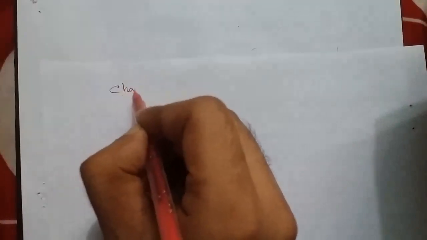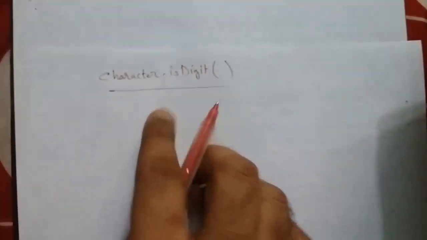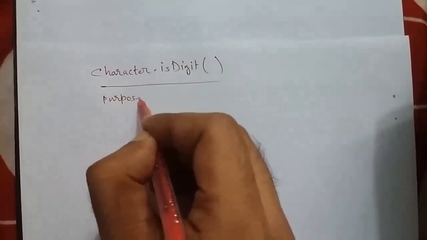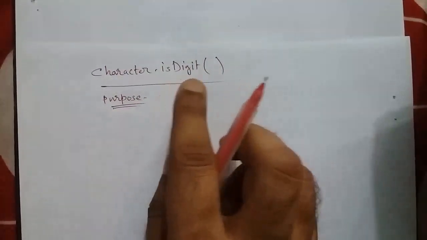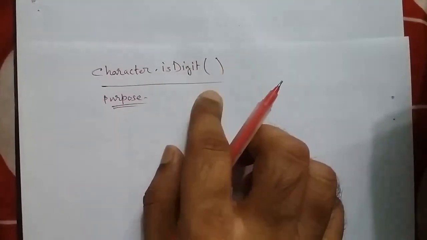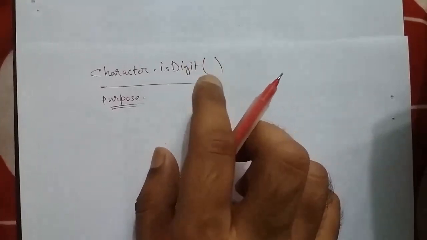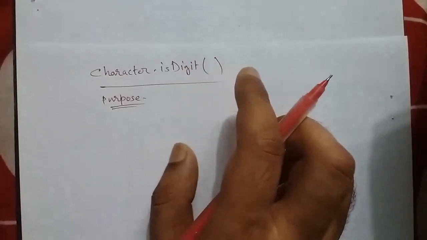The next one is Character.isDigit. Character.isDigit. So it is similar. So what will be the purpose? Purpose of this method is to check whether the given argument is a digit or not. If the given argument is a digit, then it will return true, otherwise it will return false.